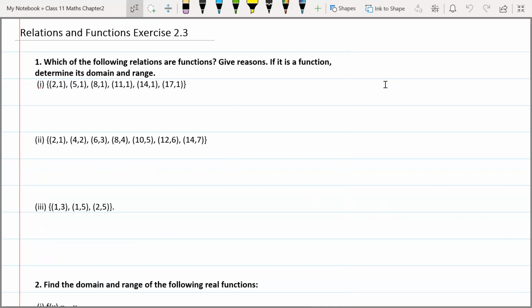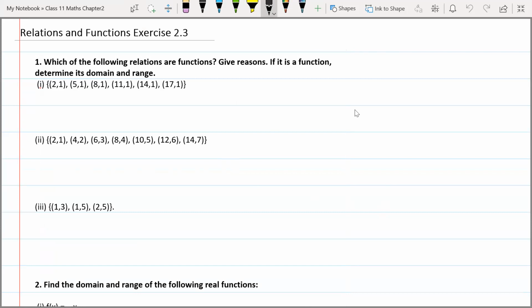In this class, I will solve for you exercise 2.3 of chapter 2, Relations and Functions. Let's come to question number 1 of exercise 2.3. Which of the following relations are functions? Give reasons. If it is a function, determine its domain and range.